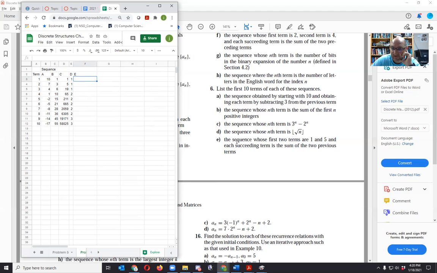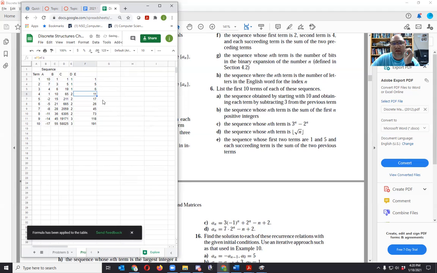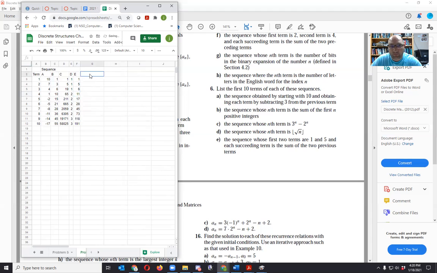Question E, the sequence whose first terms are 1 and 5. Okay, so that's not too terribly weird. And each succeeding term is the sum of the 2 previous terms. Equals this plus this. We'll autofill it. Let's take a look at that. Okay, so 1 and 5, 6 plus 5 is 11, 11 plus 6 is 17, 17 and 11 is 28. Yay! I'll buy that. I don't know that that's correct, but I don't have anything better to go with.